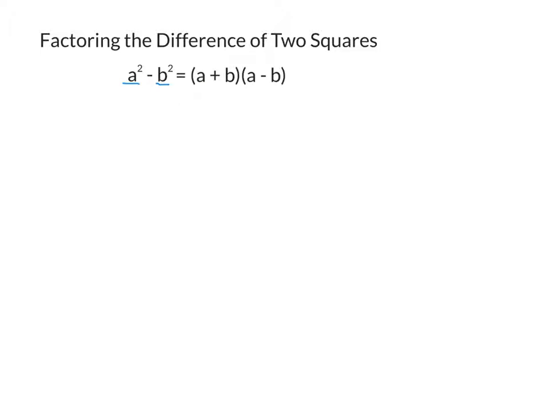The rule states simply that this is equal to a plus b times a minus b. So whenever you have the difference of two squares, a squared minus b squared, it's equal to a plus b times a minus b.